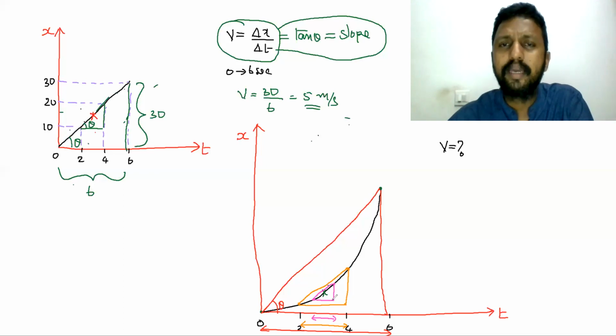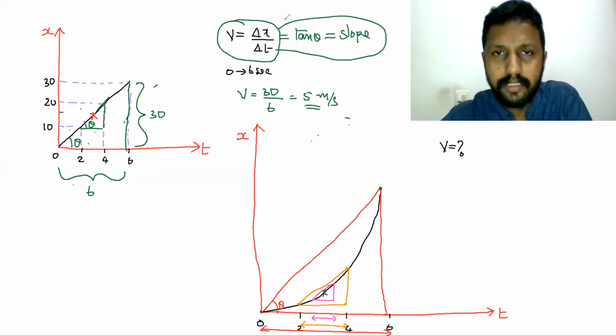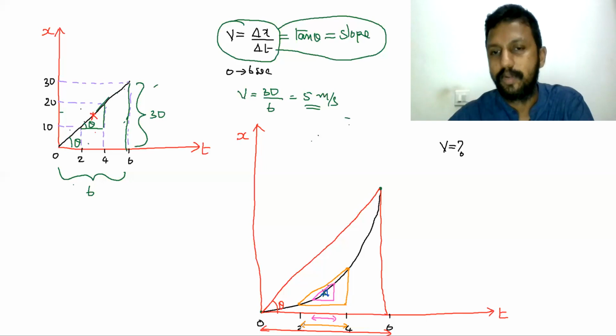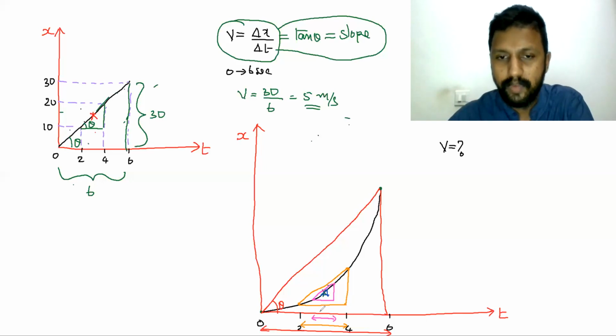If you want a much more accurate value, then what you have to do in this case is construct a triangle with the nearest point like this. Then it will give you a much more accurate answer. That is, we will have to decrease the time interval.